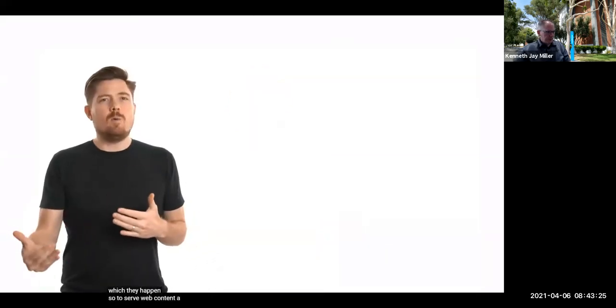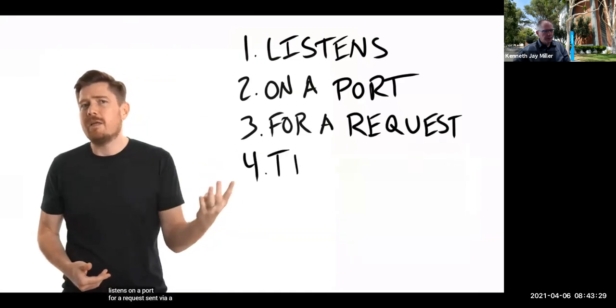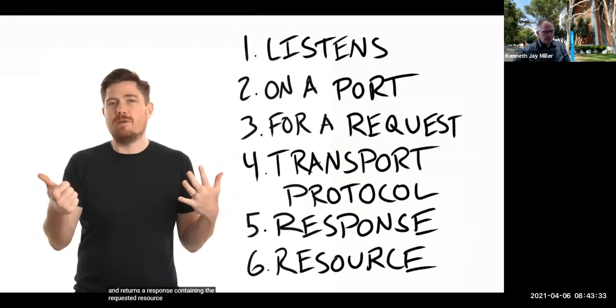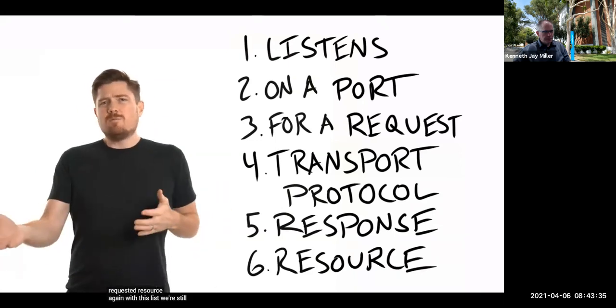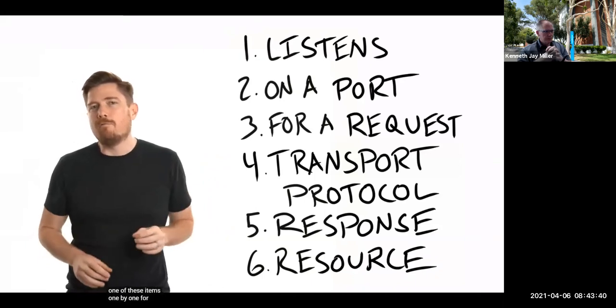But serving web content, that's a tad generic. So let's break it down further and define the 6 things that a web server does in roughly the order in which they happen. So to serve web content, a web server listens on a port for a request sent via a transport protocol and returns a response containing the requested resource. Again, with this list, we're still really abstract. So let's go ahead and take each one of these items one by one for a closer look.